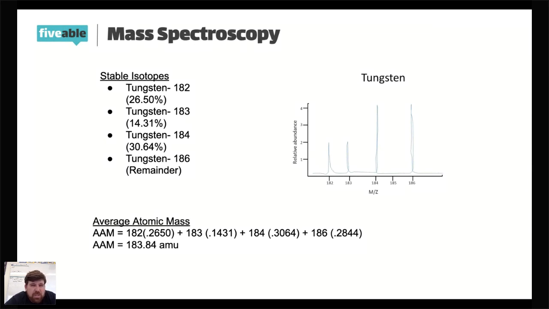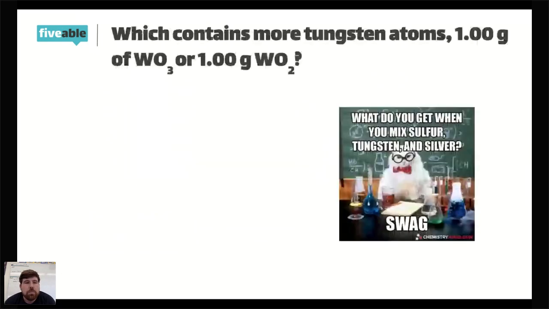Sometimes the way they make these harder is by having you identify what the element is. So they'll give you the mass data and the percentage data and say, here are these values. What is the identity of this element? All right, cool. So moving on from this, we're going to go ahead and look at some mole questions.